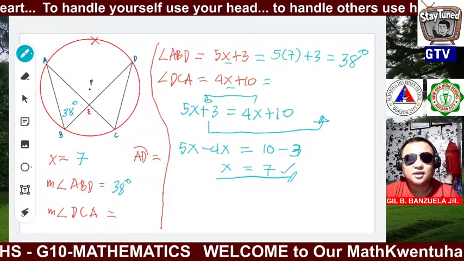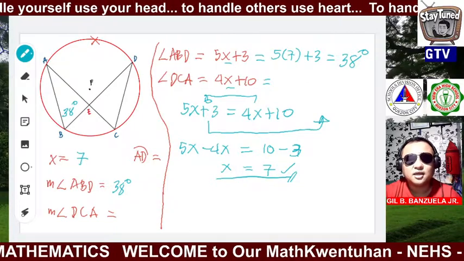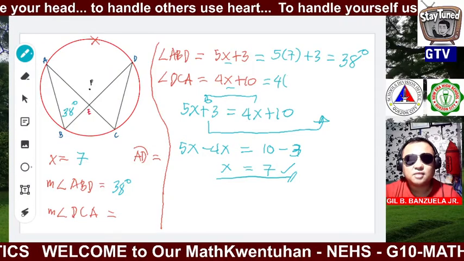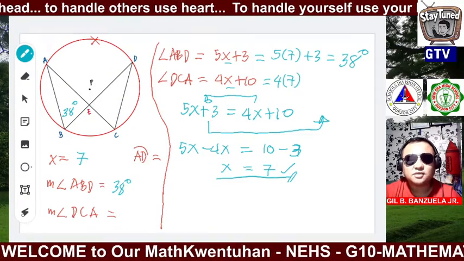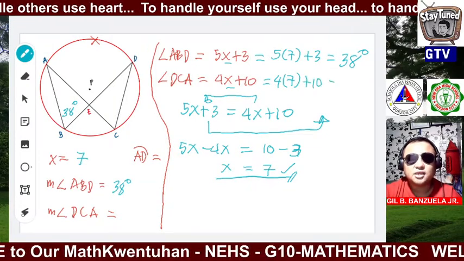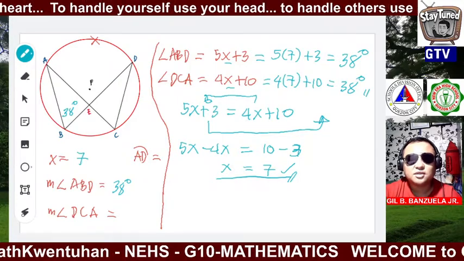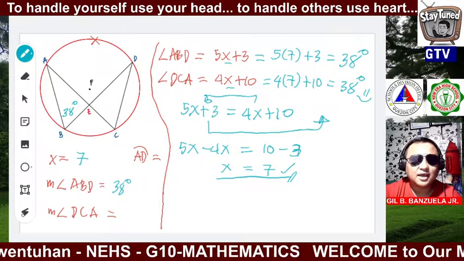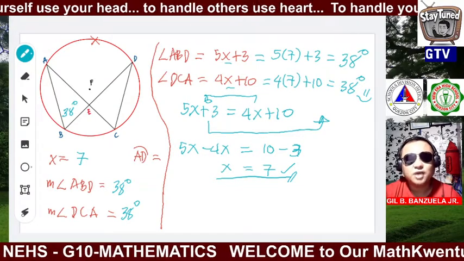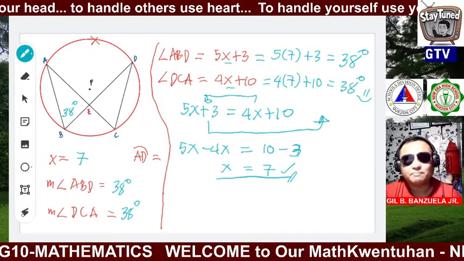Alright, so dahil equal sila, no? So patunayan natin na kailangan ang measure nitong DCA or angle DCA is 38 degrees as well. So let's plug in 7 as replacement for x, then plus 10. So 4 times 7, that is 28. 28 plus 10, that is equal to 38. And we are happy to that result kasi nga equal sila. Ayan. So napatunayan natin na yung sinasabi sa theorem ay totoo. Alright? By example.